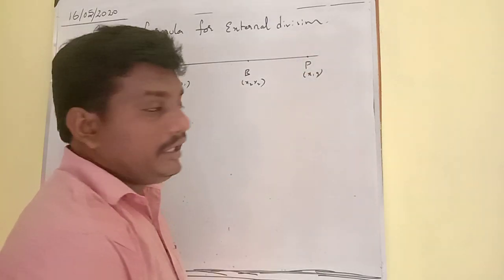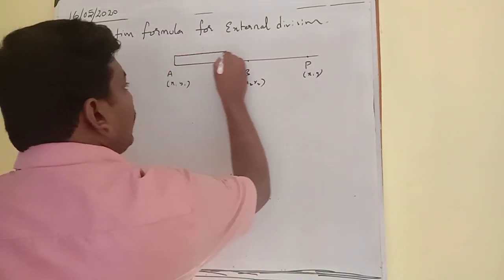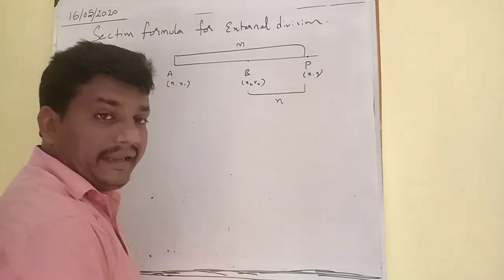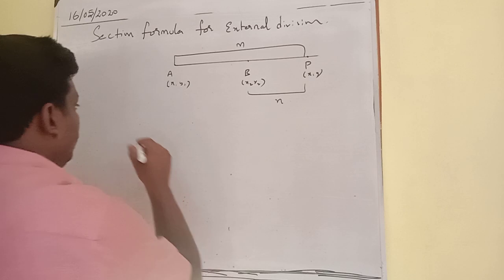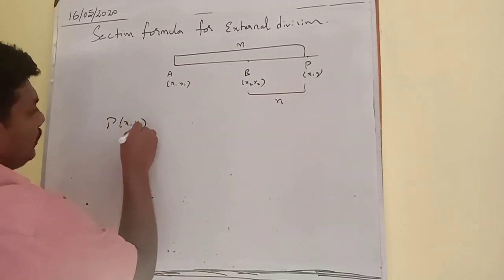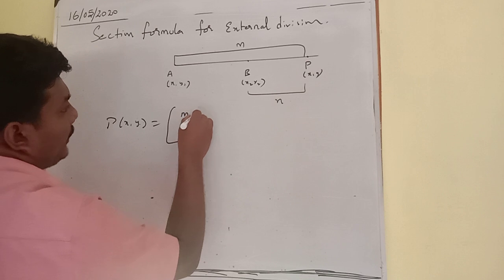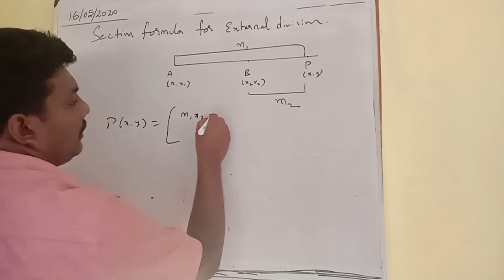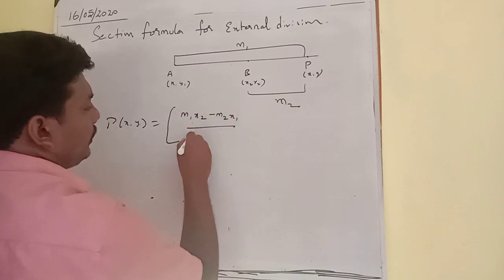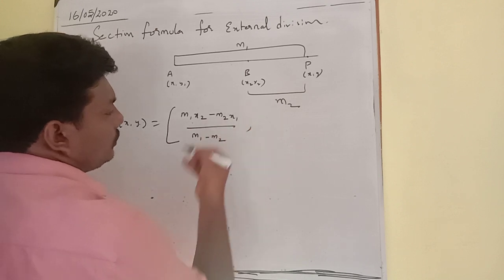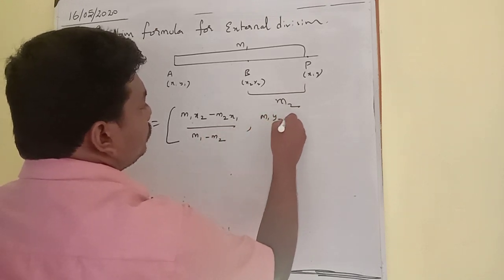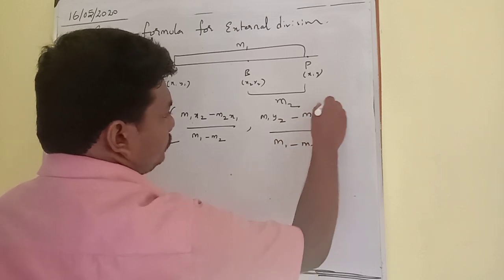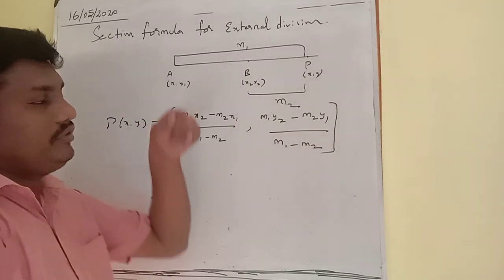P(x, y) divides the given line segment joining the points, this is m and this is n, so in the ratio m is to n externally. Then the formula to find P(x, y) is equal to (m1 x2 minus m2 x1) by (m1 minus m2), comma, (m1 y2 minus m2 y1) by (m1 minus m2). So this is called external division.